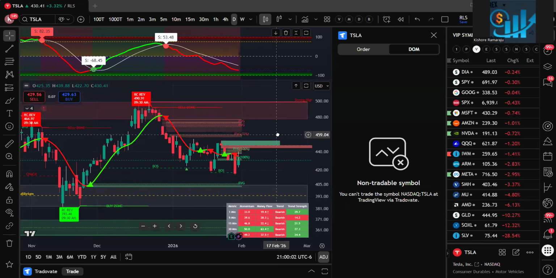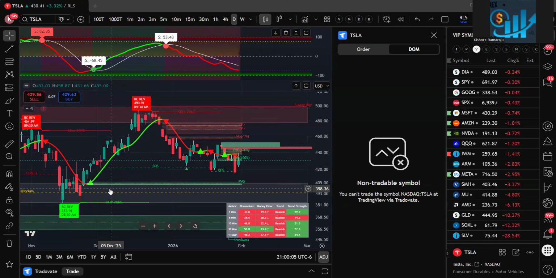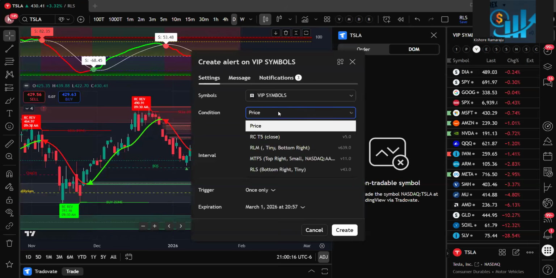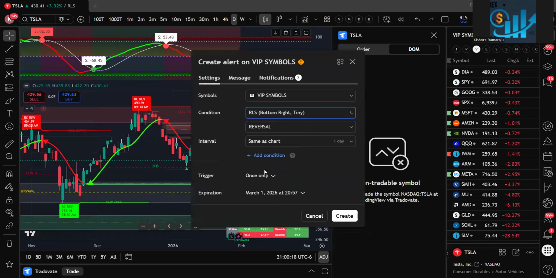Then again you buy this. So like this, if you are someone who doesn't have a lot of time, you keep alert only, right? Now you go to these important symbols and you create an alert, go to RLS and you say reversal. So now instead of 5 minutes, you are doing 1 day. If you want to have a lot of opportunities, you are more of an active trader, day trader, scalper, you will go with 5 minutes or 3 minutes. But if you are not someone who can look at the charts throughout the day, then you go with a daily time frame and just create.